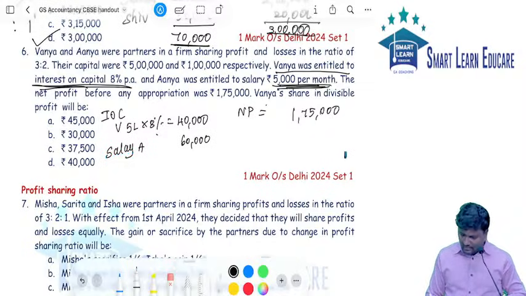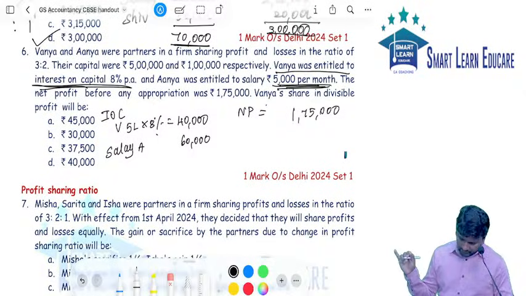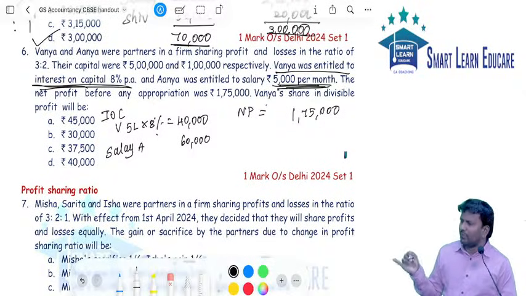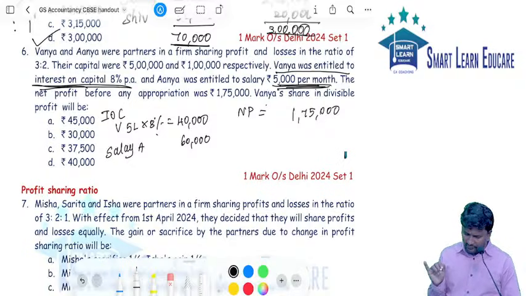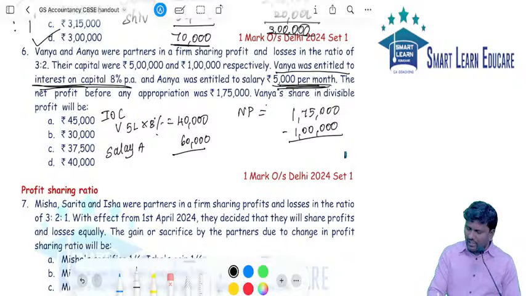It means we will pay salary of 60,000 and we will pay interest on capital of 40,000. So in total how much amount did we pay? 1 lakh we paid out of 1,75,000. Then what is the divisible profit? 75,000 is the divisible profit.